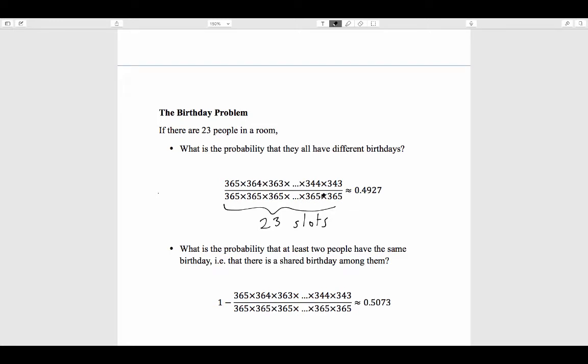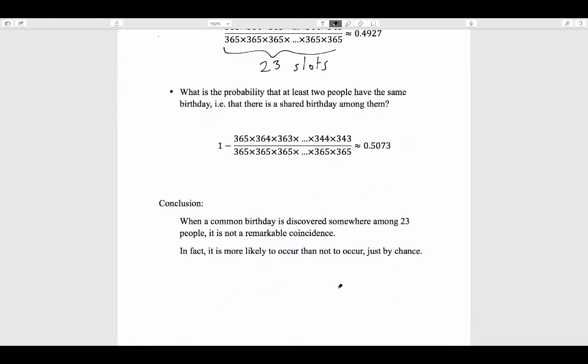Having computed that the probability of all distinct birthdays is slightly less than 0.5, it follows that the complementary probability of not all distinct birthdays is slightly greater than 0.5. What's the conclusion? The conclusion is that when a common birthday, a shared birthday, is discovered somewhere among 23 people, it is not a remarkable coincidence. On the contrary, it is more likely to occur than not to occur just by chance.